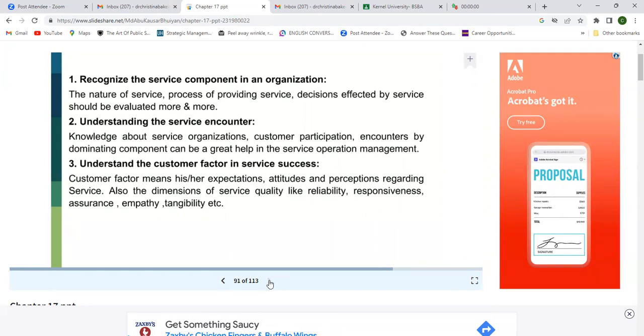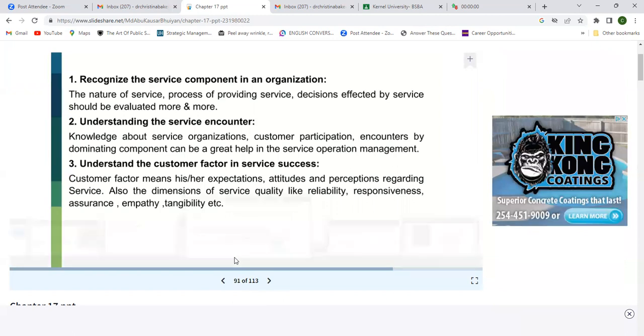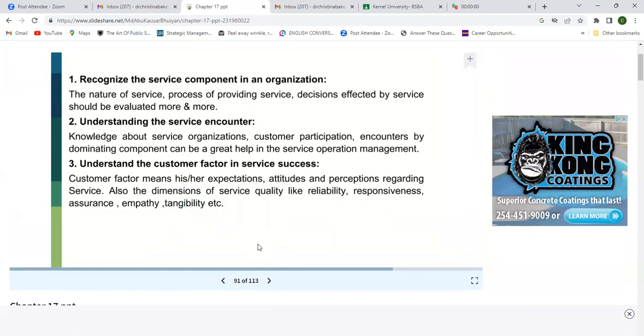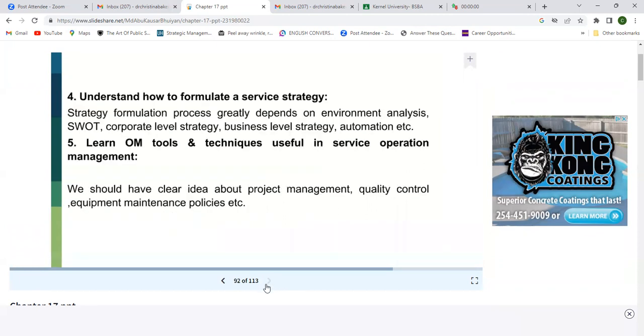Understand customer factors and service success. Customer factors mean his or her expectations, attitudes, and perceptions regarding service. This includes service quality, reliability, responsiveness, assurance, empathy, tangibility, etc. Understand how to formulate service strategy. The process generally depends on environment analysis, SWOT, corporate level strategy, business level strategy, automation, etc.